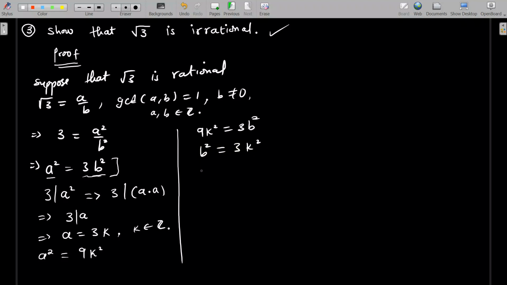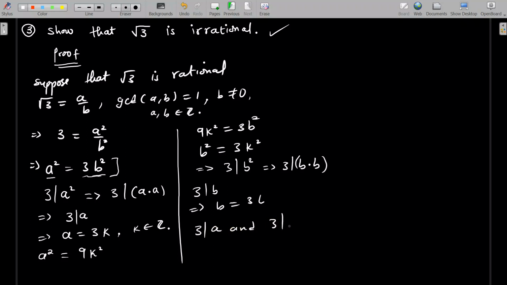Again, this implies what? It implies that 3 divides b squared, because b squared can be written as 3 multiplying an integer. Alright, and this means that again 3 divides b multiplying b. Using the same lemma we stated and proved, you can say 3 divides what? b, meaning that b is equal to 3 multiplying some integer, say l, right? And so we've gotten 3 dividing a and 3 dividing b.